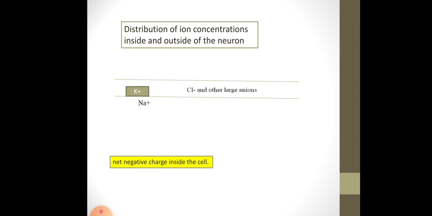In a non-conducting neuron, the concentration of potassium ion, a positive ion, is higher inside the cell, while the concentration of sodium ion is higher outside. Now, you can see in this picture a high amount of potassium ion inside the neuron and a lower amount outside, and sodium concentration is higher outside.